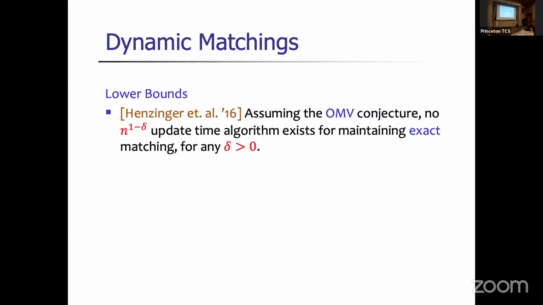What about lower bounds? Assuming a conjecture called the OMV conjecture, we know that if you wanted to compute exact matching, then for any delta greater than 0, we don't expect an n to the 1 minus delta update time. But this is for exact matching, and no such barriers are known for approximate or nearly approximate matching.